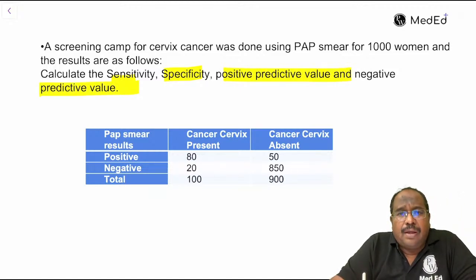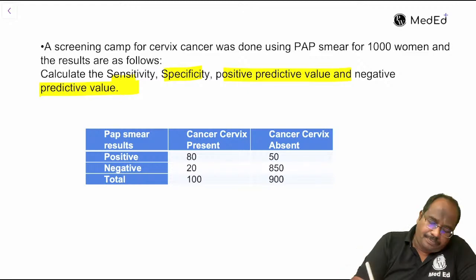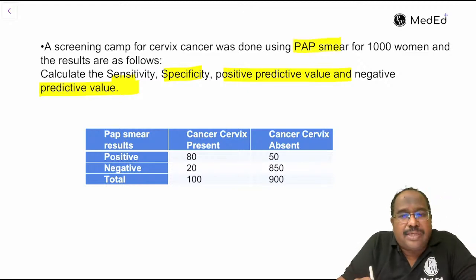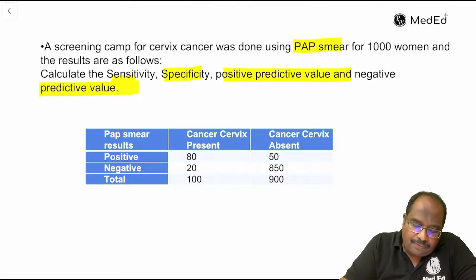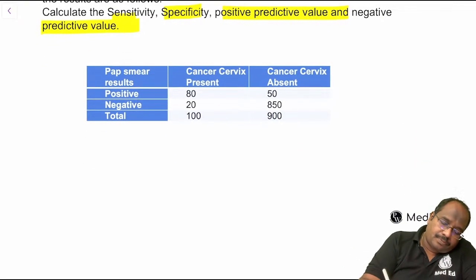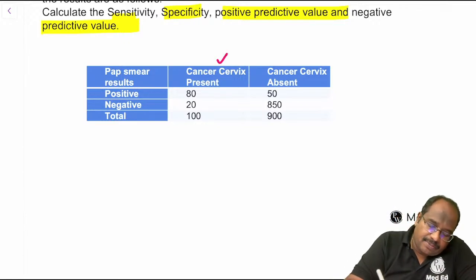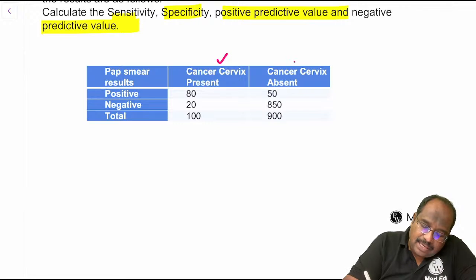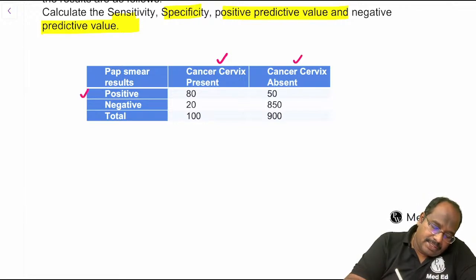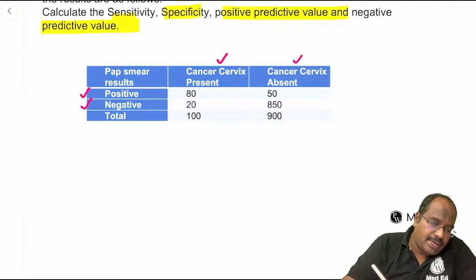They are using a pap smear with a diagnostic test. They have given some values. Now, what is the formula for sensitivity? Look here, we have to understand. You are comparing a screening test with a diagnostic test. So that is cancer cervix present, cancer cervix absent, disease, screening test positive, screening test negative.